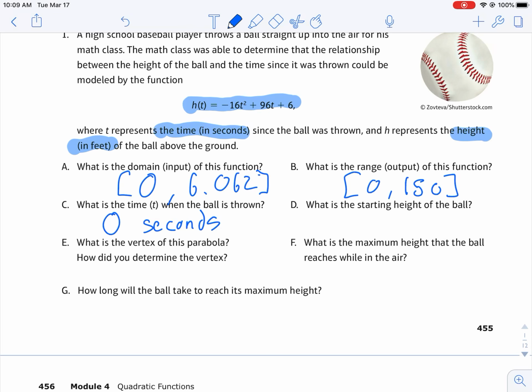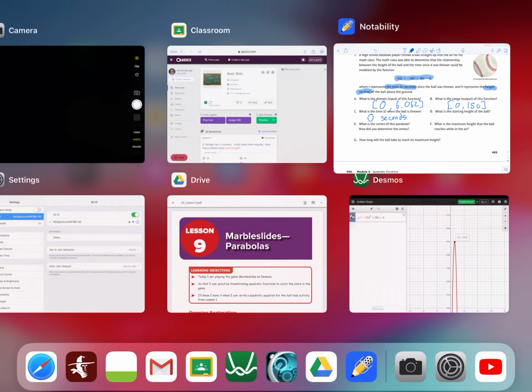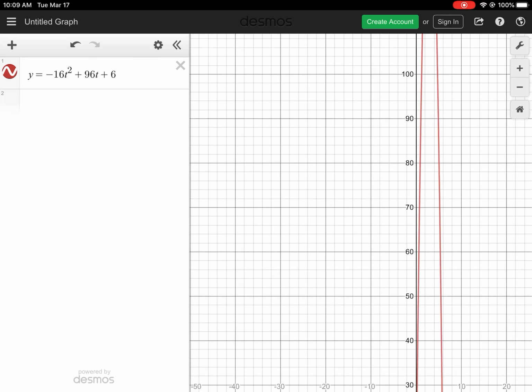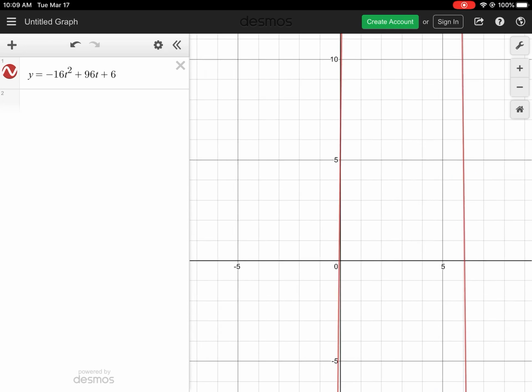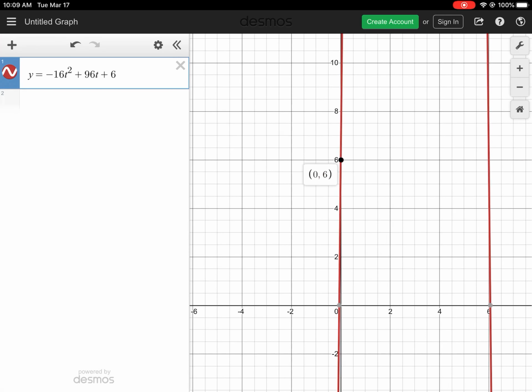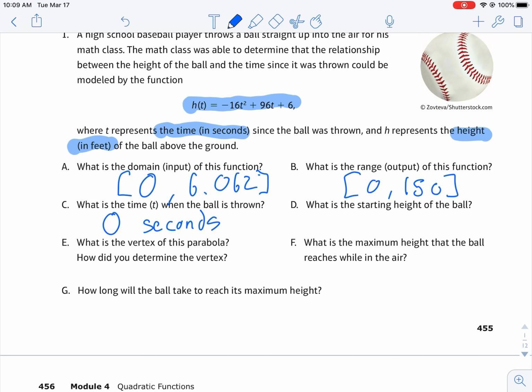What is the starting height of the ball? The starting height of the ball is going to be that y-intercept. Whenever you hear the word starting point, you should think of y-intercept. And on my graph, that was at 6 feet. So at 0 seconds, it was 6 feet. What is the vertex of the parabola?